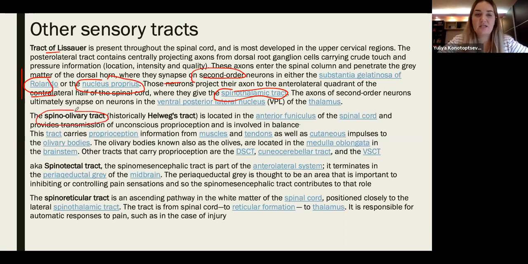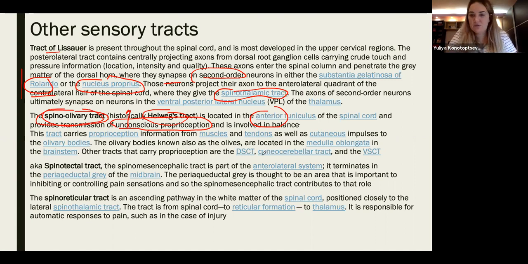The spino-olivary tract has another name. It is also known as Helweg's tract. It is located in the anterior funiculus of the spinal cord, and it is responsible for unconscious proprioception. Unconscious proprioception basically means that you don't have to think which joints to flex when you walk. You don't have to think about it. You just go, you're just walking. Everything is done for you by the spino-olivary tract and cerebellum.